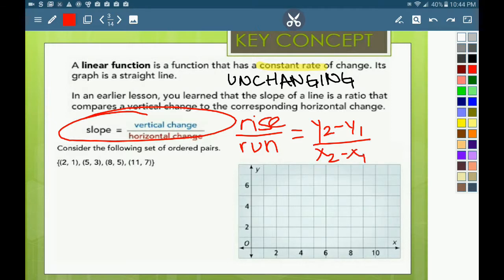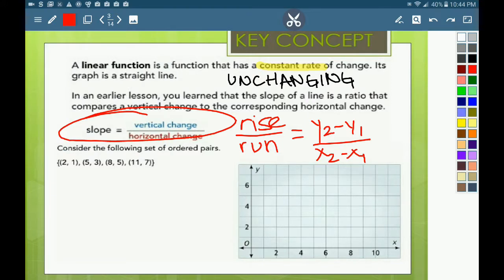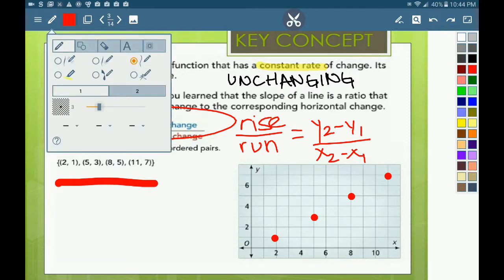Okay, so we're going to consider the following set of ordered pairs in order to illustrate what I mean by a linear function. In fact, our definition for linear function would probably be easier remembered if we just remember that something that is linear forms a straight line. So let's plot these 4 points down and see if it forms a straight line, and we'll also calculate some rates of change. So we have 2, 1, that's that point there, 5, 3, 8, 5, and 11, 7. Okay, so there's our 4 points, and I'm going to connect them with a line.